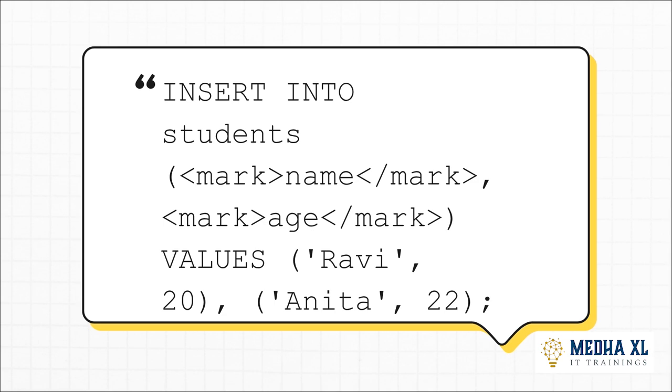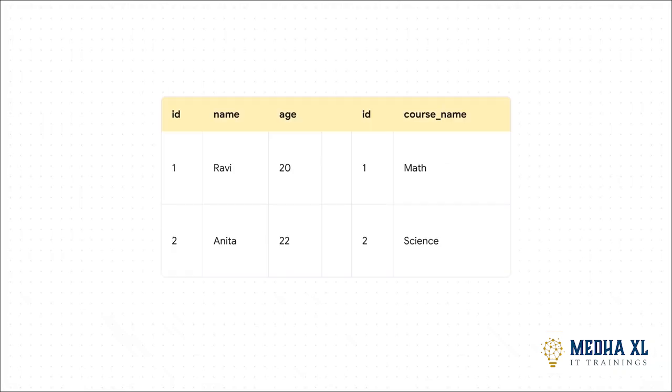It's that straightforward. And boom, here's the result. Our code created actual data. If you look on the left in the students table, you can see Ravi and Anita are in there, and they now have IDs 1 and 2. The database just assigned those automatically for us. And it's the same thing on the right. Math and science are now in our courses table, each with their own unique ID.